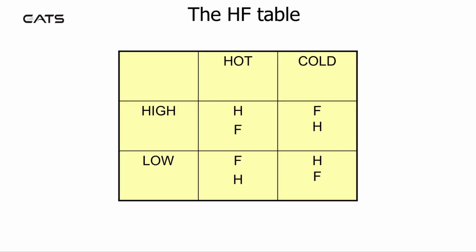A way of remembering this is the HF table. Hot and high forms the first box, which is HF, H above the F in the table. Then play a game of opposites. Hot, cold, high, low: HF, FH, FH, HF. The H stands for QNH and the F stands for QFF.